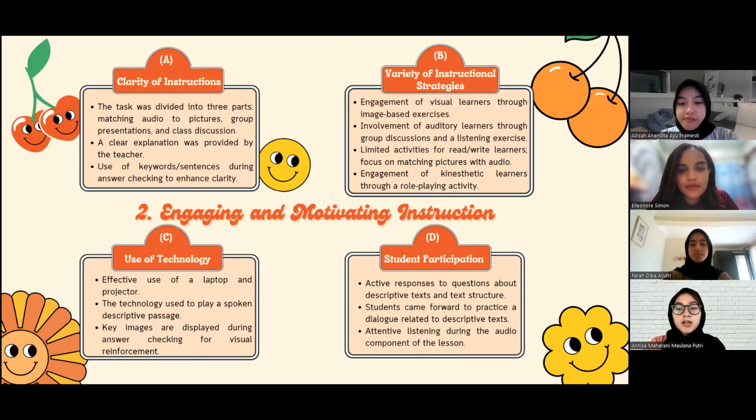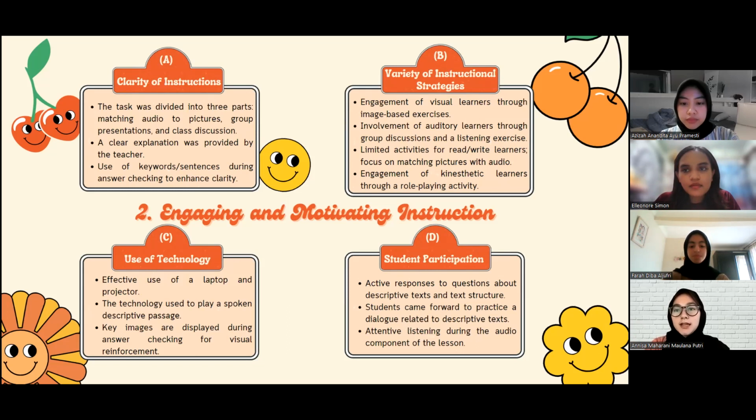Students were divided into groups when they were assigned an exercise, and the teacher outlined the task into 3 parts. First, an audio would be played on the laptop, and then the students had to match it with the pictures on the paper. And then each group shared their answers, and the class discussed how to check for correct answers. The teacher also helped clarify answers during this process by asking for keywords or sentences related to each image.